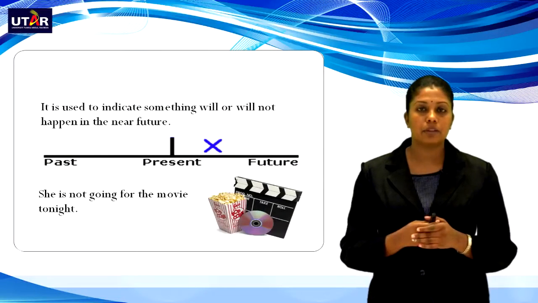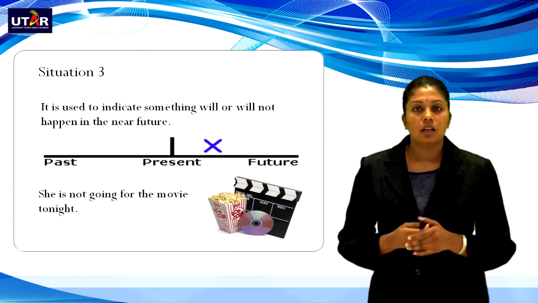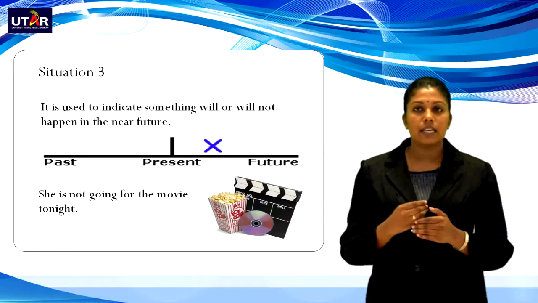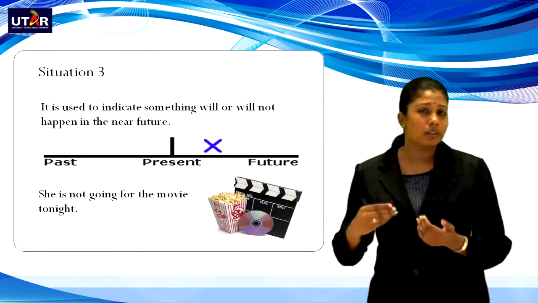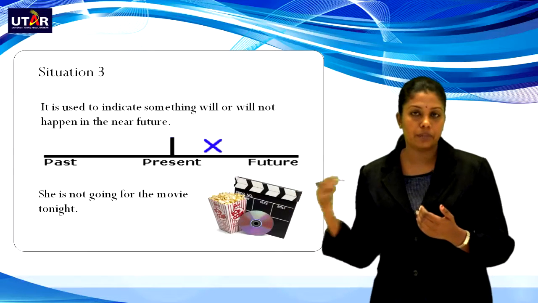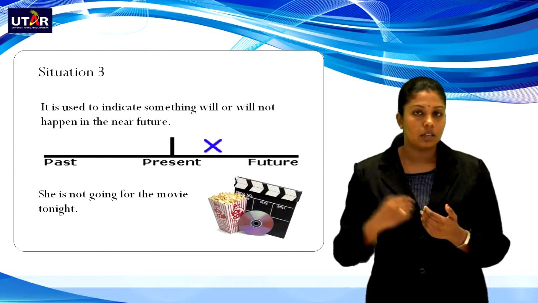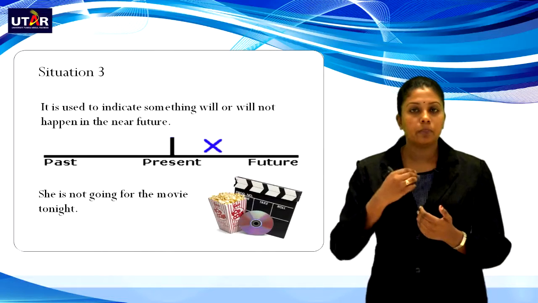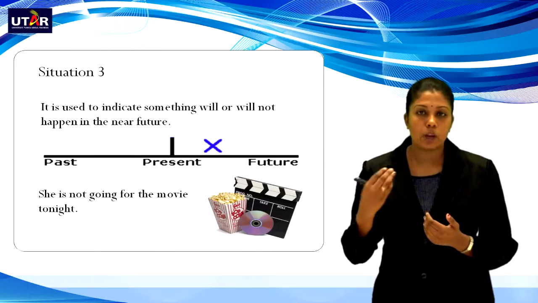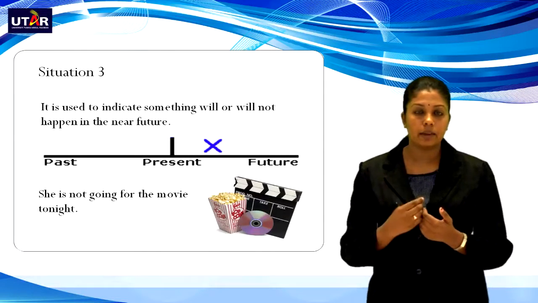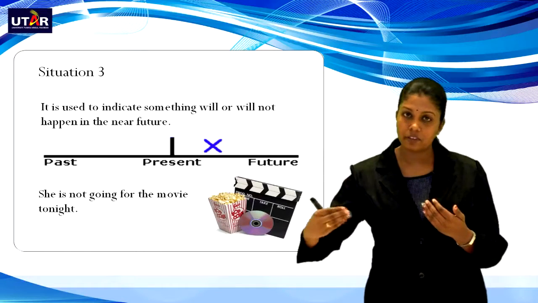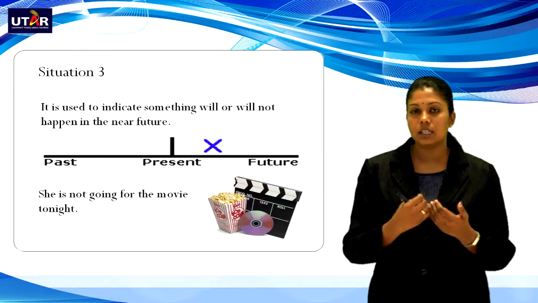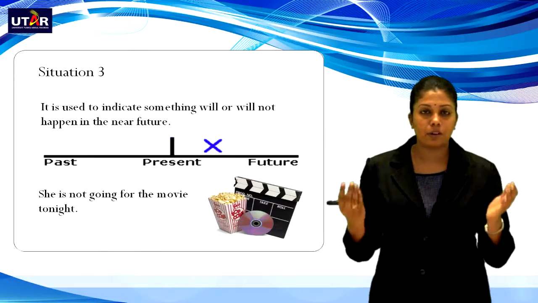Let's look at situation 3. It is also used to indicate something will or will not happen in the near future. Again, example, she is not going for the movie tonight. So this is near future. Tonight is near future, and this is one of your plans and you are not going for it.